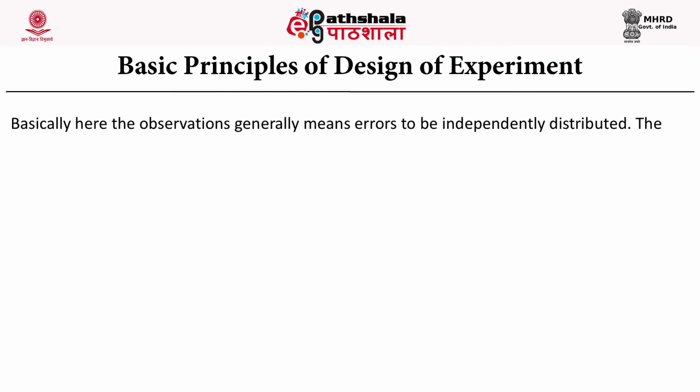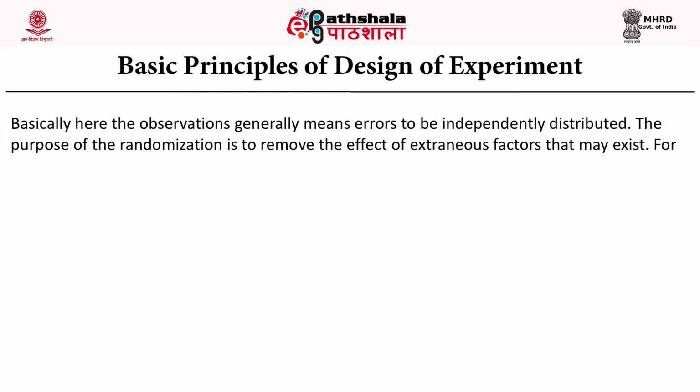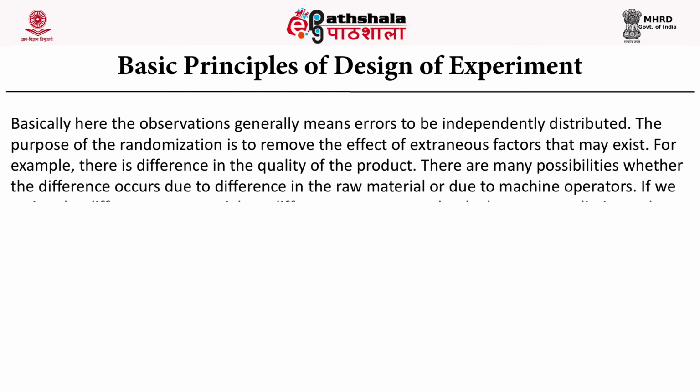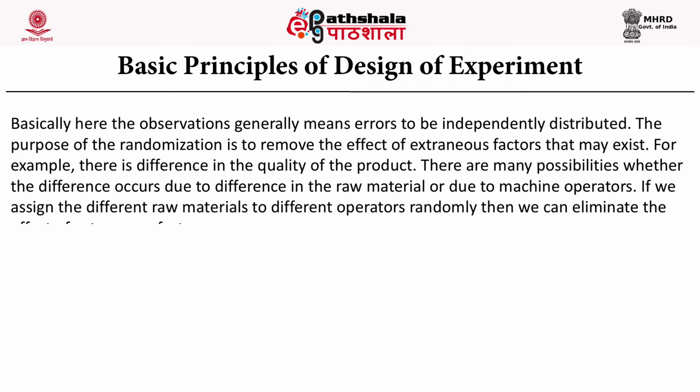Basically, here the observation generally means the errors are to be independently distributed. The purpose of randomization is to remove the effect of extraneous factors that may exist. For example, there is a difference in the quality of the product. There are many possibilities: the difference may occur due to the raw material or due to the machine operators. If we assign the different raw materials to different operators randomly, then we can eliminate the effect of the extraneous factor.